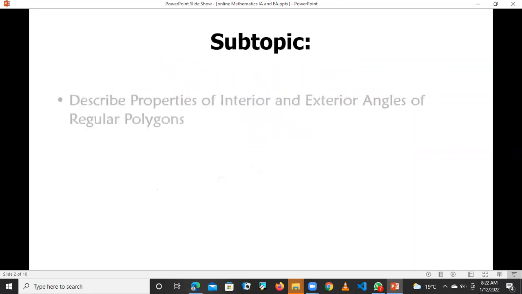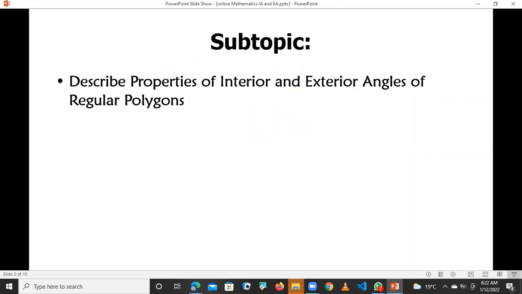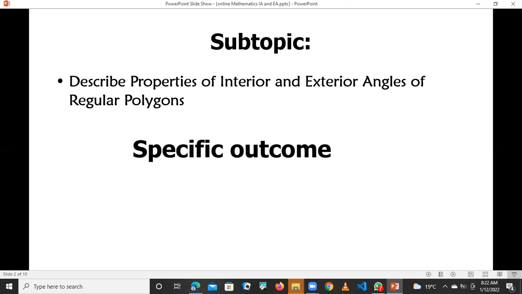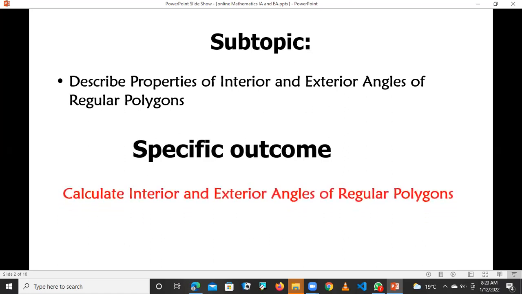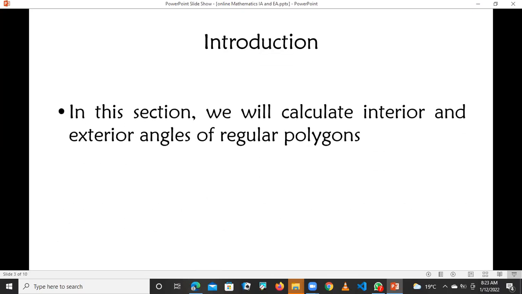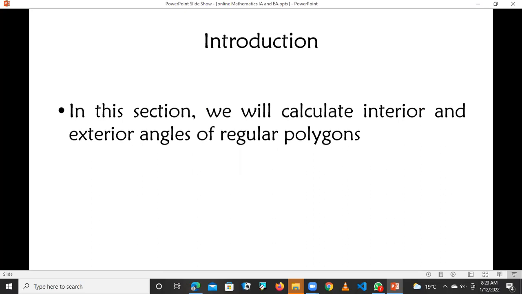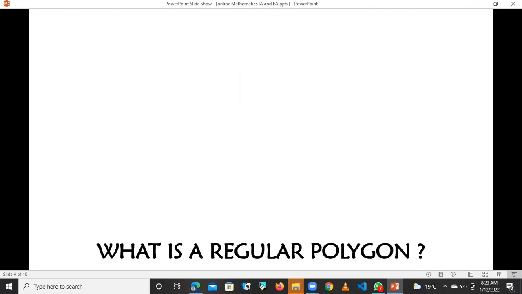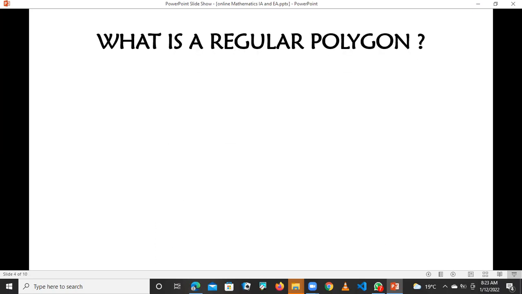Then the subtopic is to describe properties of interior and exterior angles of a regular polygon, and the specific outcome that we are looking at is to calculate interior and exterior angles of a regular polygon. So in the introduction, we just calculate the interior angles and exterior angles of a regular polygon. Then what is a regular polygon?